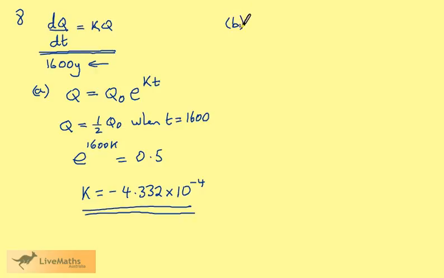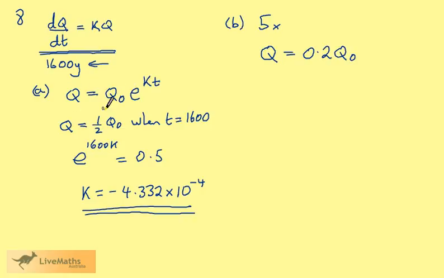Now moving to part B. We're told that a factory site is contaminated with radium. The mass of radium on the site is currently 5 times the safe level. We want to know how many years it will be before the mass of radium reaches the safe level. We need the mass of radium to be 1/5 or 0.2 times the initial amount.